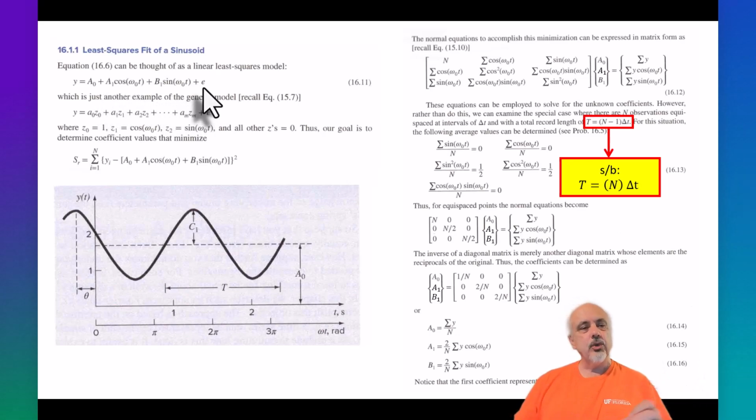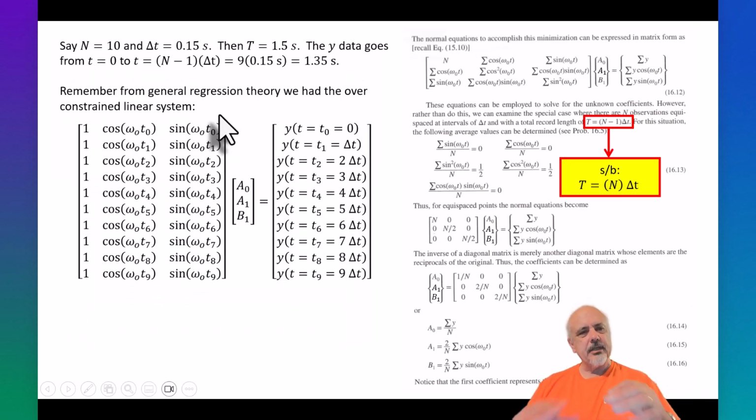There's going to be a residual e, and we're going to try to do this where we minimize the sum of squares of the residuals. So that's what this is, if you remember that. And when I did this in the general sense, I took this equation, 15.7, and wrote it in terms of a matrix equation, and here's what it would look like if I were to do that.